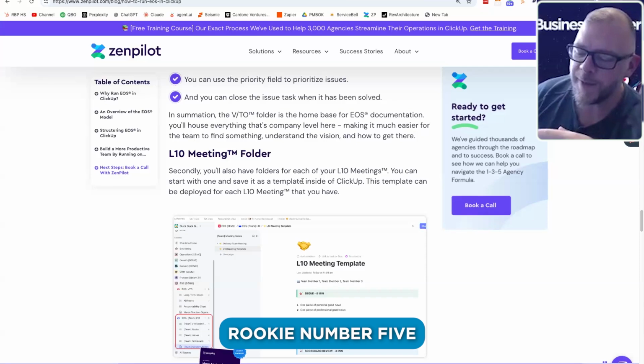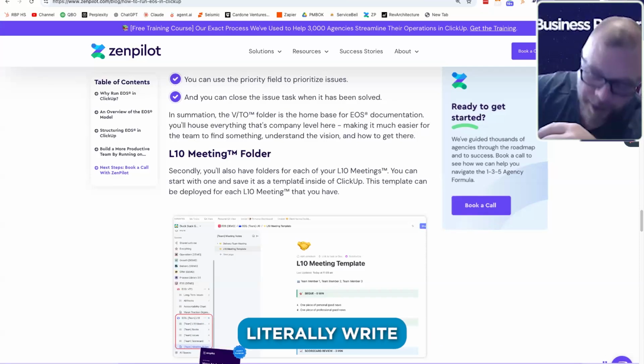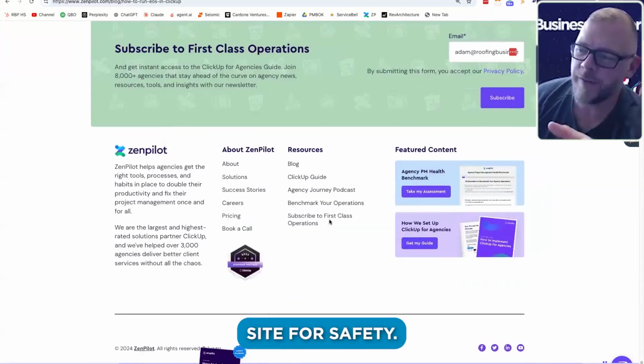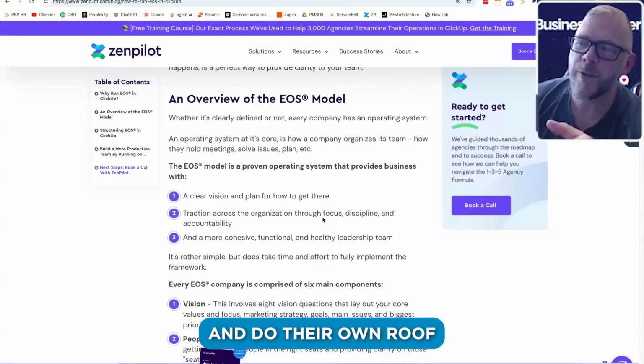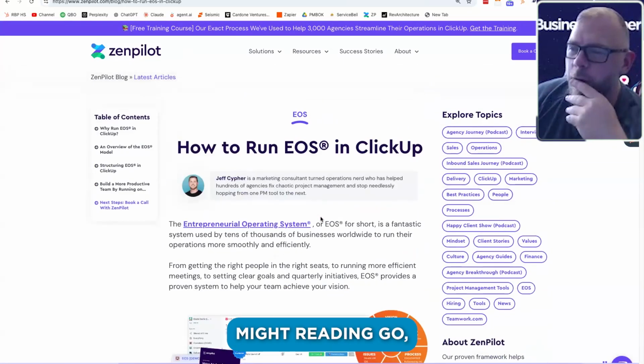All because rookie number 5 didn't know how to fill a freaking compressor with gas, all right? You could literally write the equivalent of this for how to set up a job site for safety. And yes, most homeowners are not going to go and do their own roof from it. And yes, another roofer in your area might read it and go, oh, that's a good idea.